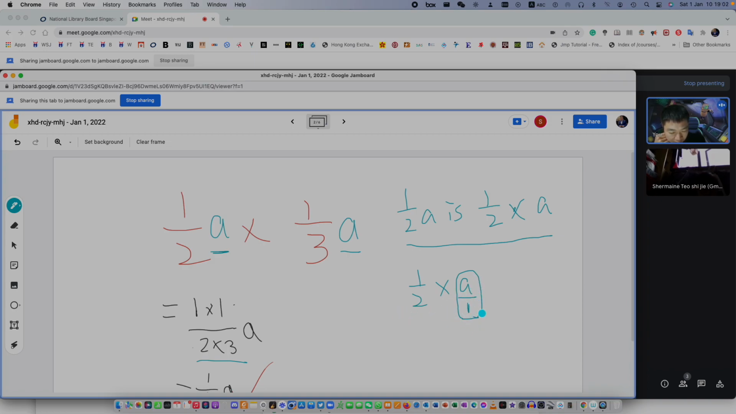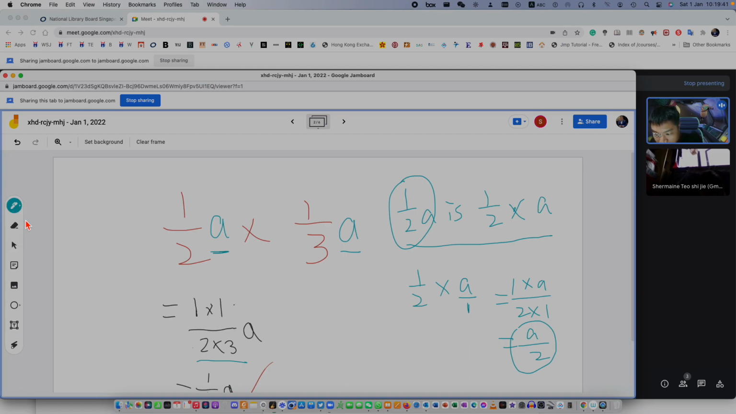So if you have half times a over 1, how do you do multiplication? What's the rule? You times the numerator and then you times the denominator. Exactly. So you end up with 1 times a is a, 2 times 1 is 2. So your half a becomes a over 2.